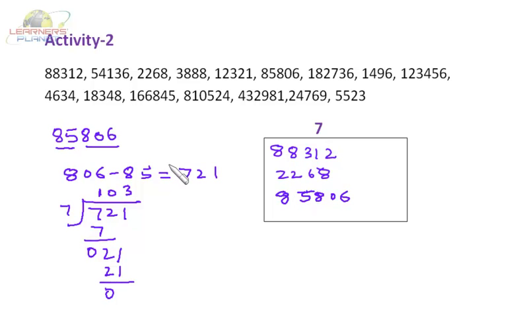Kids, I have done 5 sums for you. Now remaining sums you should try on your own. Just copy the number, apply the divisibility rule and find out whether the remaining numbers are multiples or divisible by 7 or not. Okay.